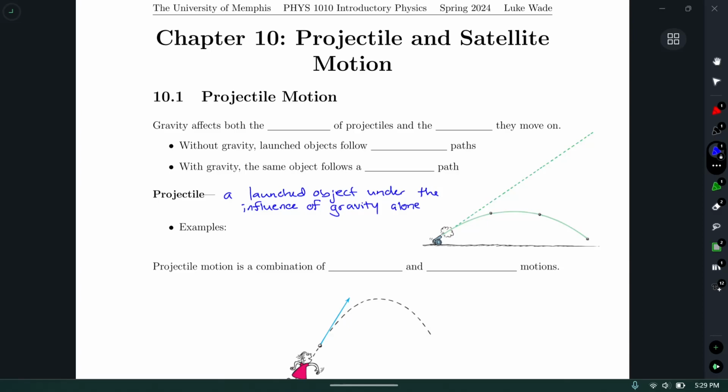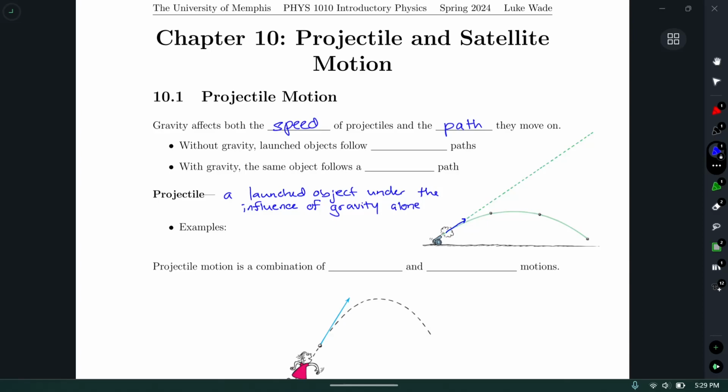And that may sound a lot like free fall, and it is. Free fall is a special case of projectile motion, where you have no horizontal motion, just vertical. So we already know that gravity affects the speed of things that are falling. It also affects the path they move on. By that I mean if gravity weren't present, things would move in a very different way.